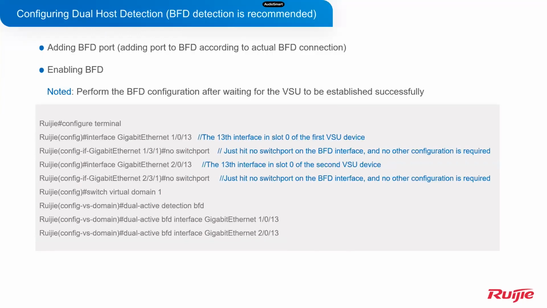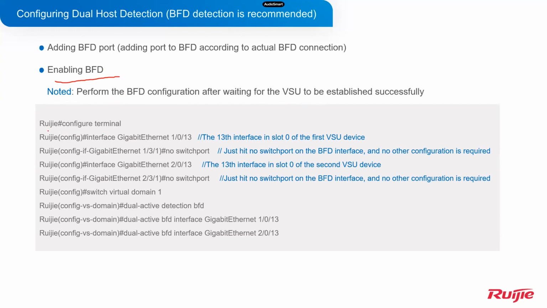And also you can add some BFD function to help us detect whether the network is faulty or not faster. So you have to add the BFD port, and you can add support for a BFD connection to an actual BFD connection. So this is the first one. And then you have to enable the BFD. We suggest performing the BFD configuration after waiting for the VSU to be established successfully. Then you can add the BFD.